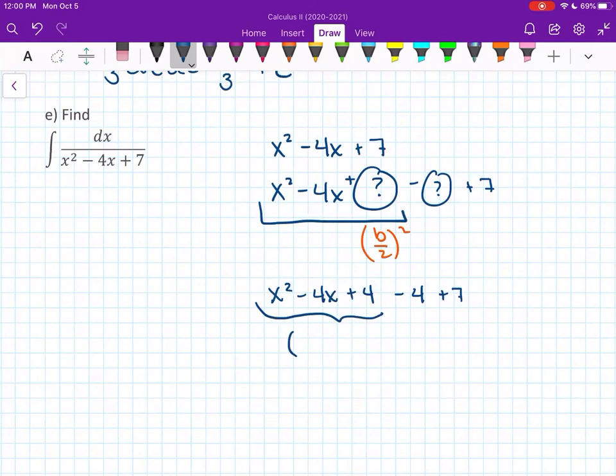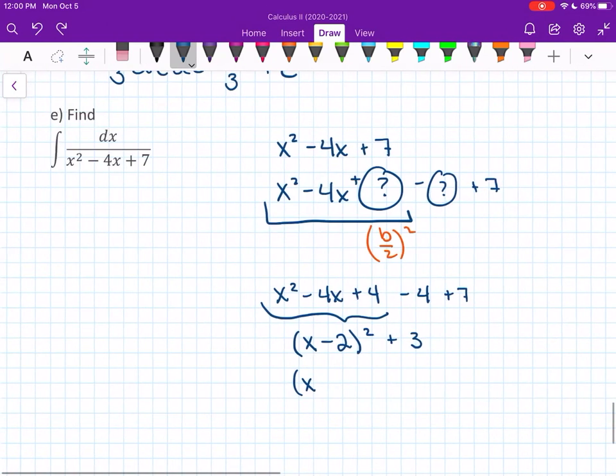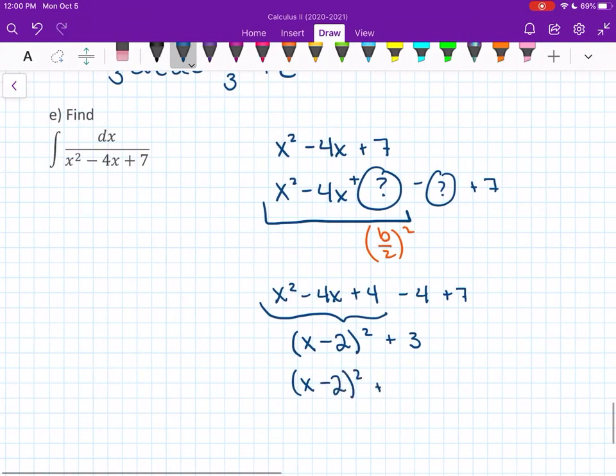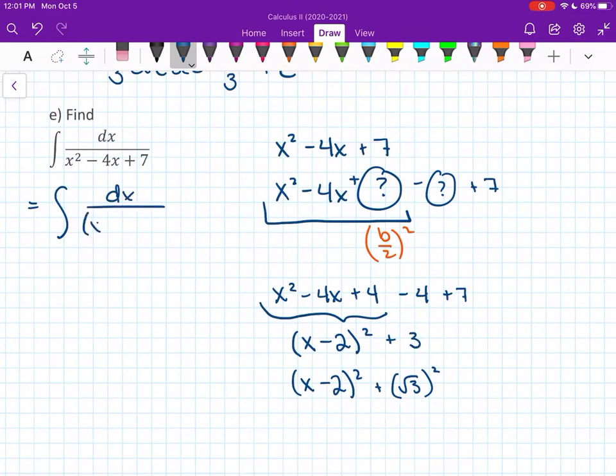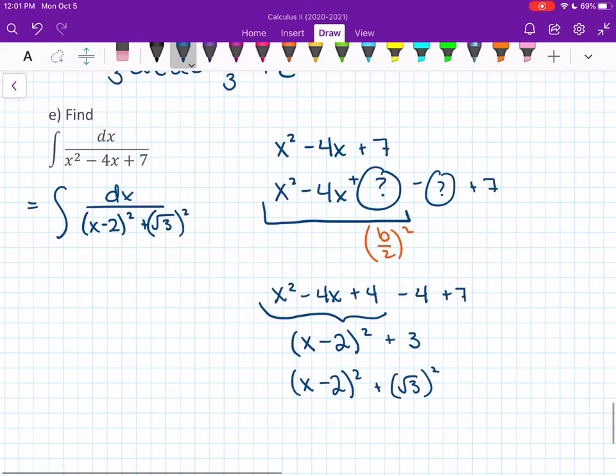This chunk then factors to x minus 2 quantity squared, and then over here plus 3, which I can rewrite as x minus 2 quantity squared plus square root of 3 squared. So I completed the square, like when you did quadratics in vertex form. I wrote the 3 as the square root of 3 squared so I can see it's also a square. Now I can rewrite my integral as dx over x minus 2 quantity squared plus square root of 3 squared.